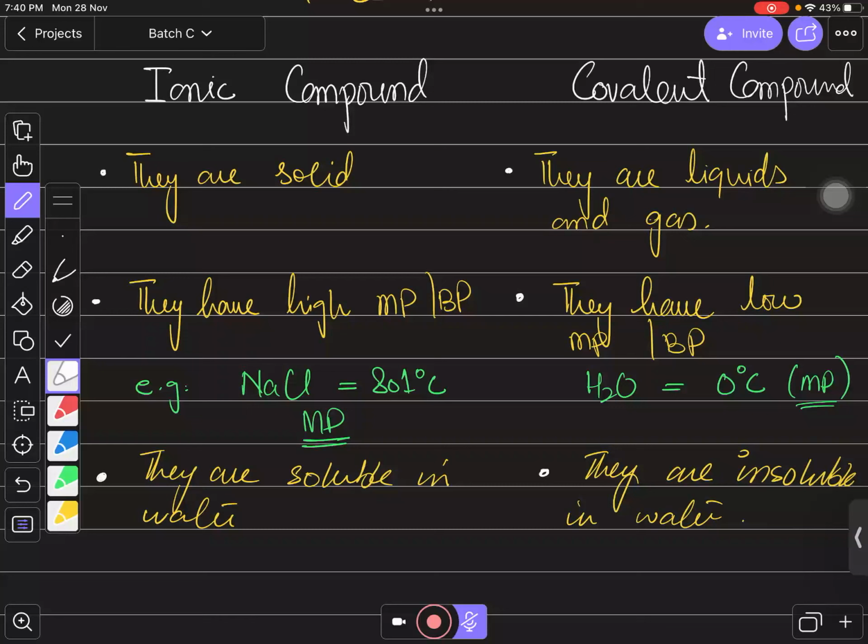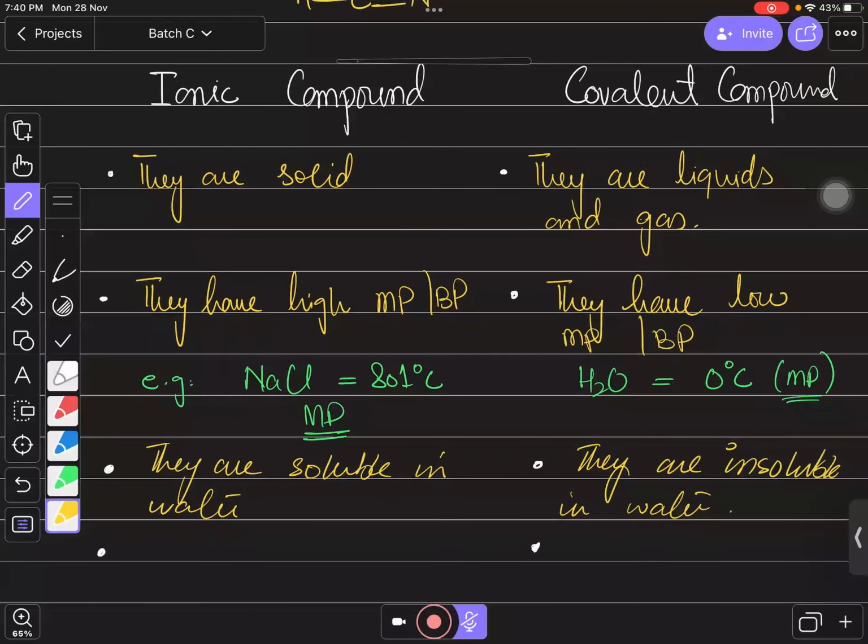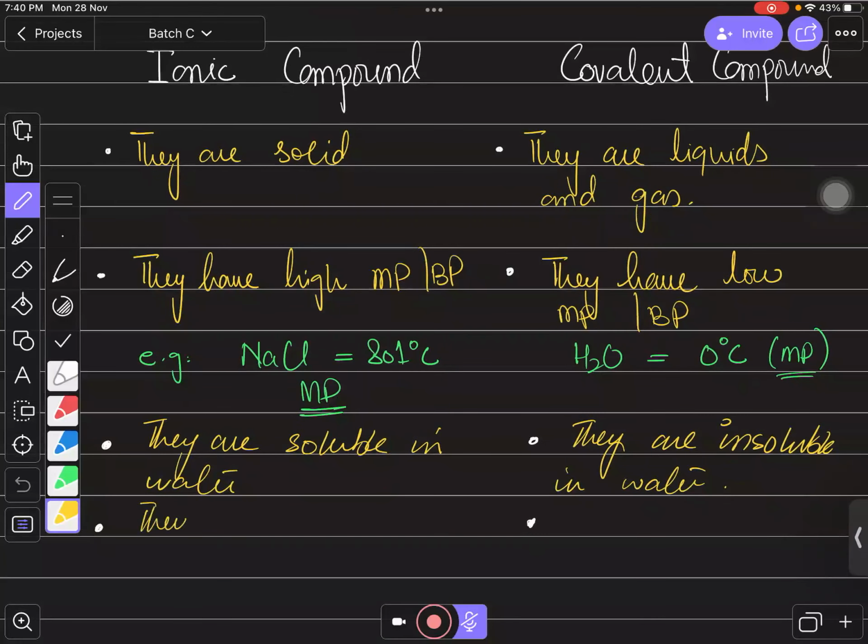Then if you talk about the conduction of electricity, we know that ionic compounds can conduct electricity in molten and aqueous state. Most of the time we are talking about general properties. Some of the salts like AgCl, AgBr, AgI are not soluble in water. Those are exceptional cases, so most of the time they are soluble in water.